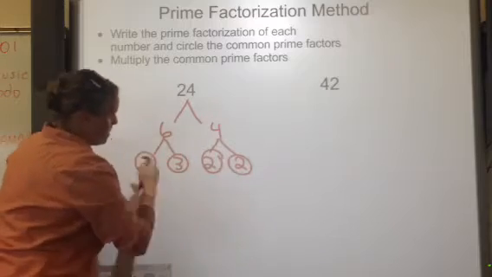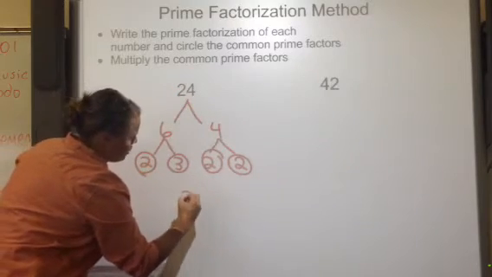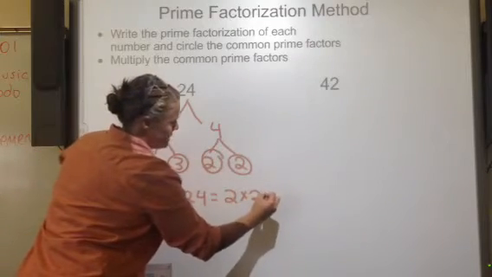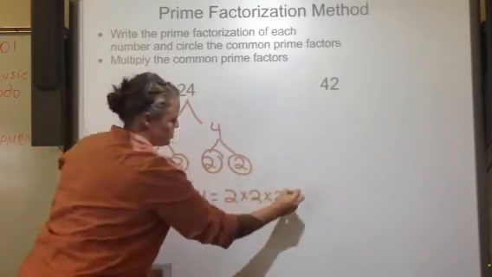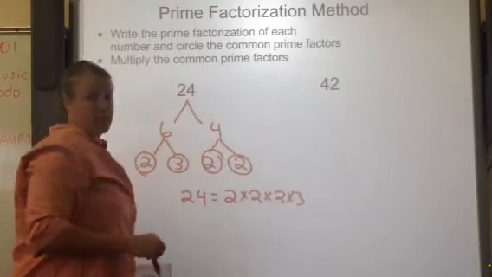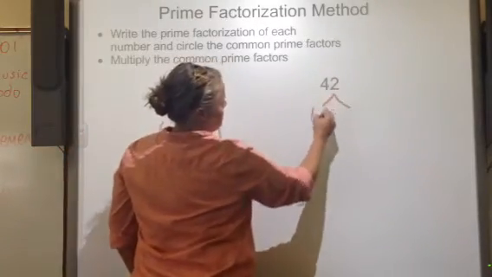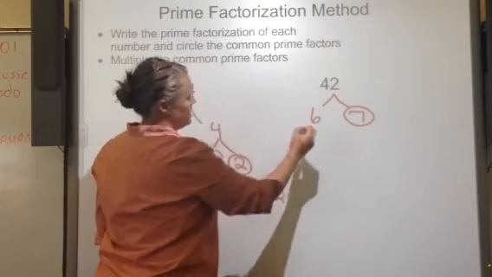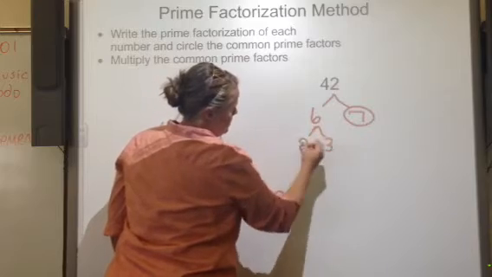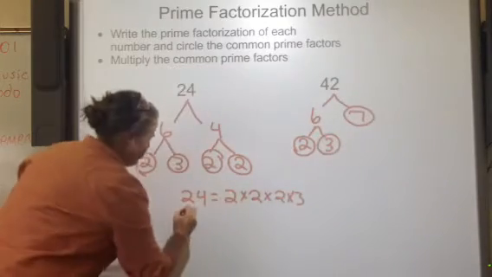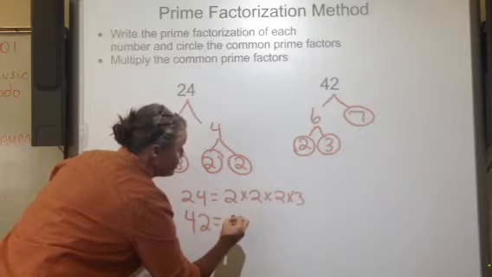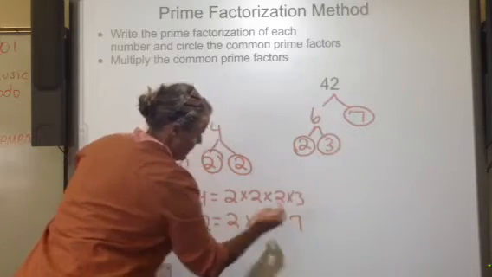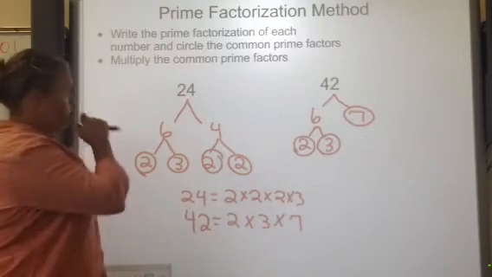So right now, my prime factorization of 24 is 2, and I'm going to go in order, times 2, times 2, times 3. And I'm going to do the same thing for 42. I'm going to go with 6 and 7. 7's prime, so I'll circle it. And then 2 and 3 are prime. So 42 is 2 times 3 times 7. Again, going in order from small to large.